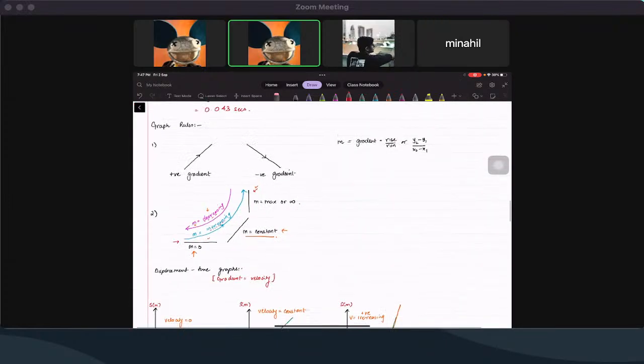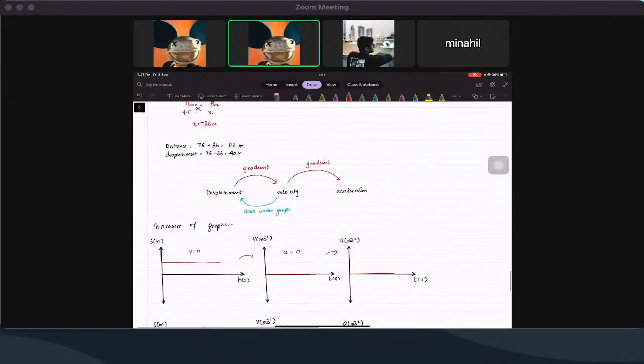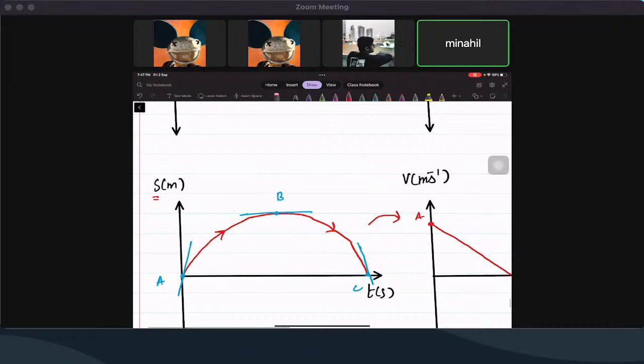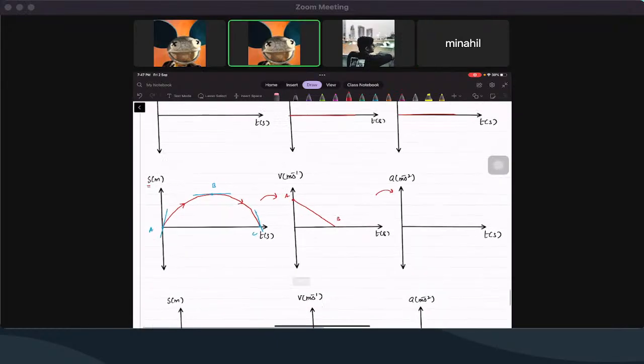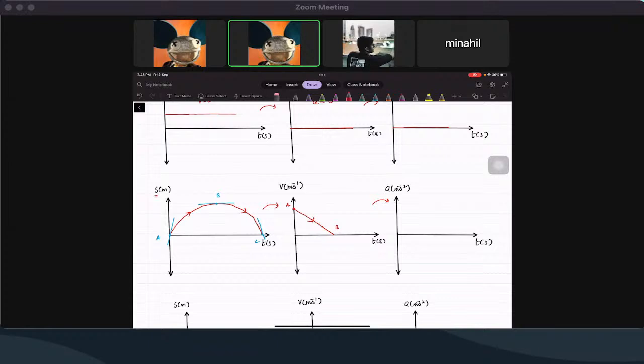Okay, so we look at the tangents. Exactly. This is what I want you to do. So from A to B, you see the tangent in the start was vertical and it's horizontal, so velocity must be decreasing, right? Because in a displacement-time graph, the gradient basically shows velocity. Understood? So that's why in the next graph, we have shown that velocity has decreased. Got it? It's going down.